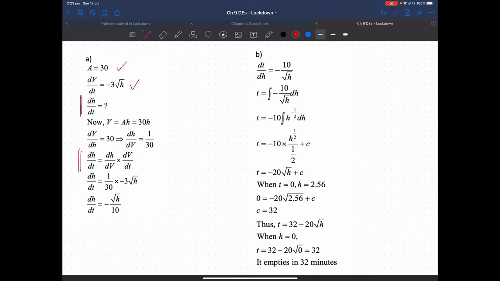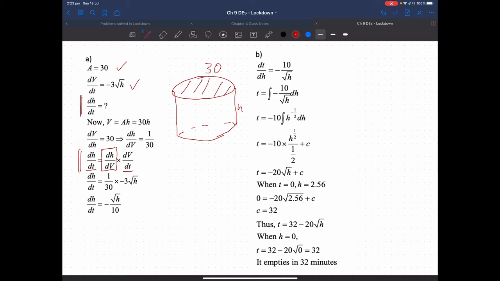So, considering the related rate, dh/dt is what we've been asked to find. We've been given dV/dt, so that means we need to find dh/dV. So we need a relationship between h and V. Remembering that we're dealing with a cylinder, we're told the cross section of the cylinder was 30. We know the height is h, so we know we've got a regular prism there.